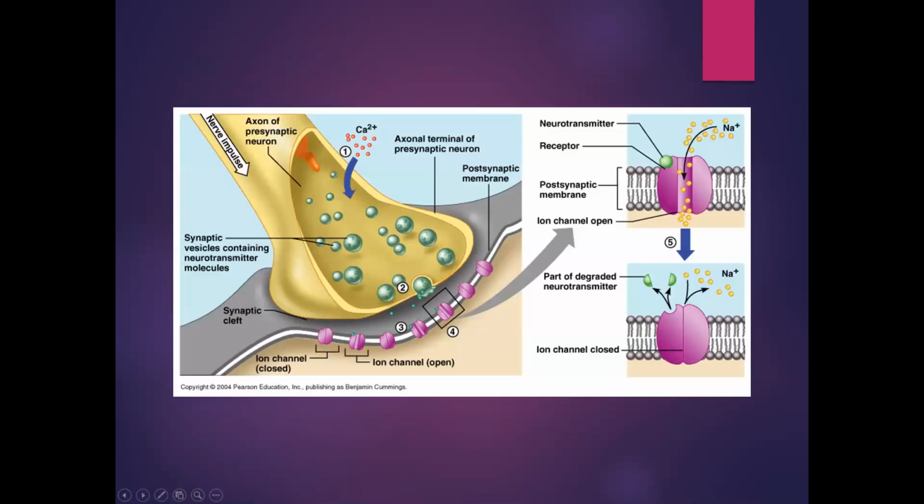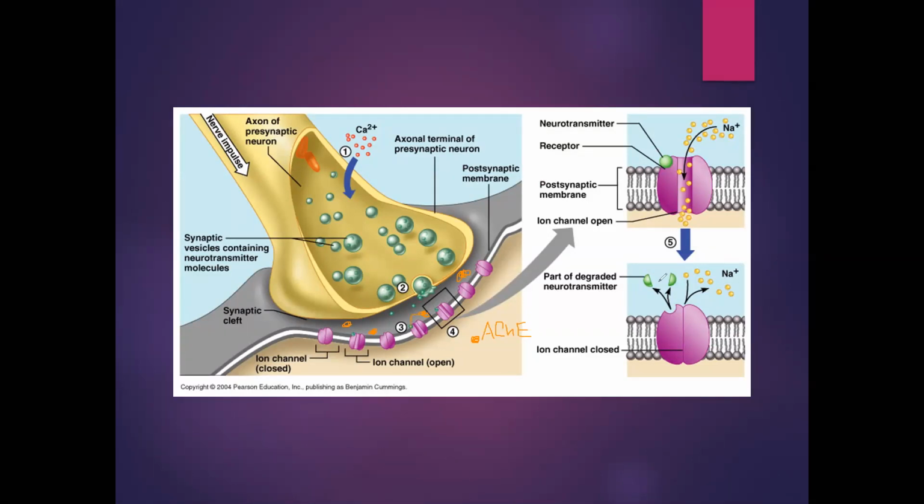Let's get orange. Right here, in and around where the chemically gated sodium channels are, orange will be a little protein enzyme called AChE, or acetylcholinesterase. So the neurotransmitter will leave this spot, go into here, and then get broken down, like we see in that picture.